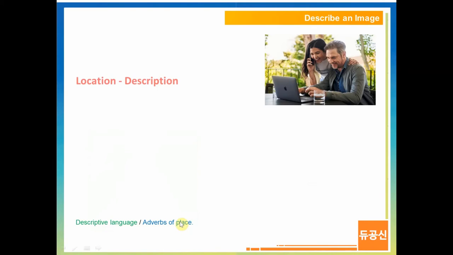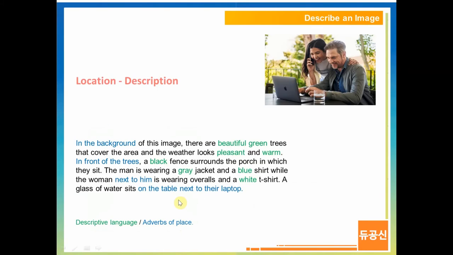So the descriptive language in this paragraph is in green, and the adverbs of place are in blue. So here we say, in the background of this image, there are beautiful green trees that cover the area, and the weather looks pleasant and warm. In front of the trees, a black fence surrounds the porch in which they sit. The man is wearing a gray jacket and a blue shirt, while the woman next to him is wearing overalls and a white t-shirt. A glass of water sits on the table next to their laptop.